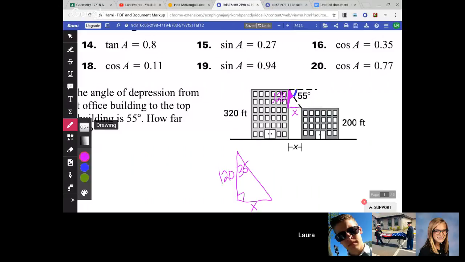Sorry, my writing's not as neat on this one. So here's our triangle. And now this looks like a lot of the problems you already had, where you know some of the pieces and you're trying to find some piece that's missing.